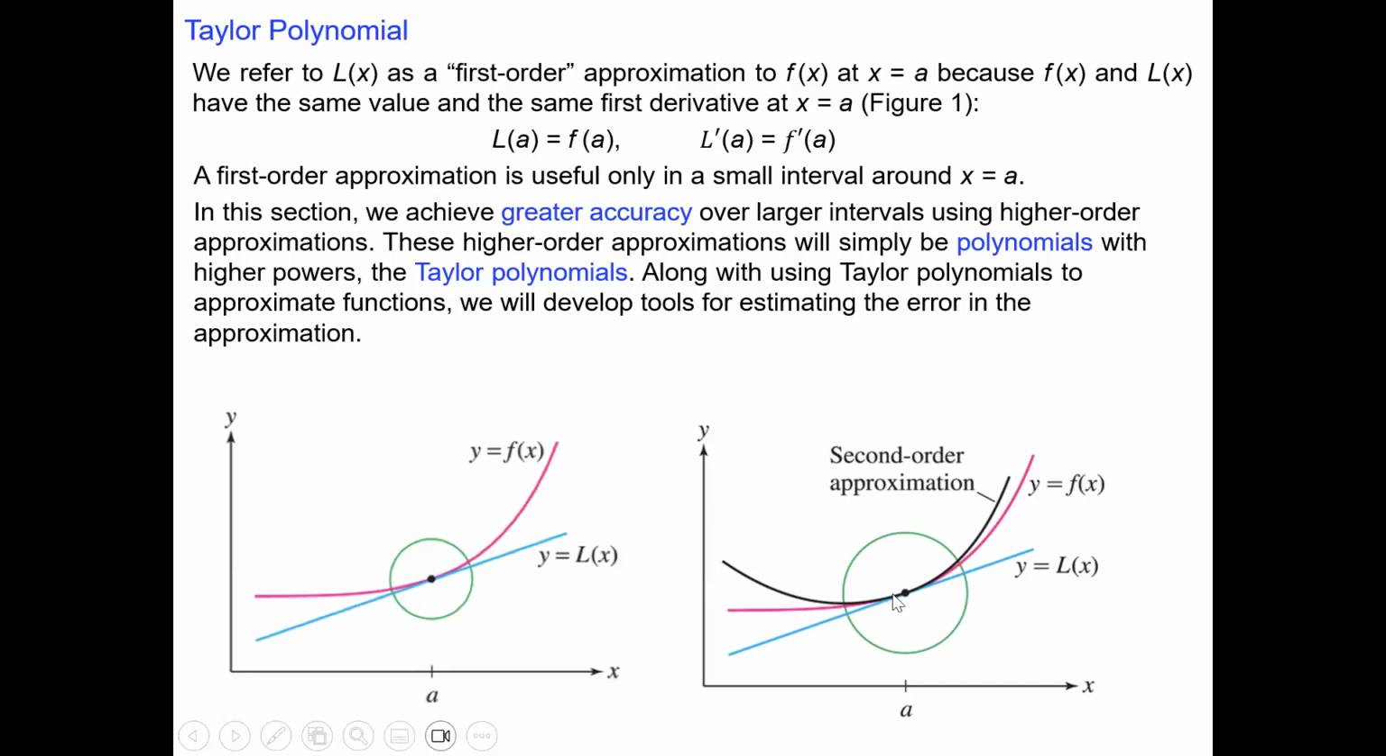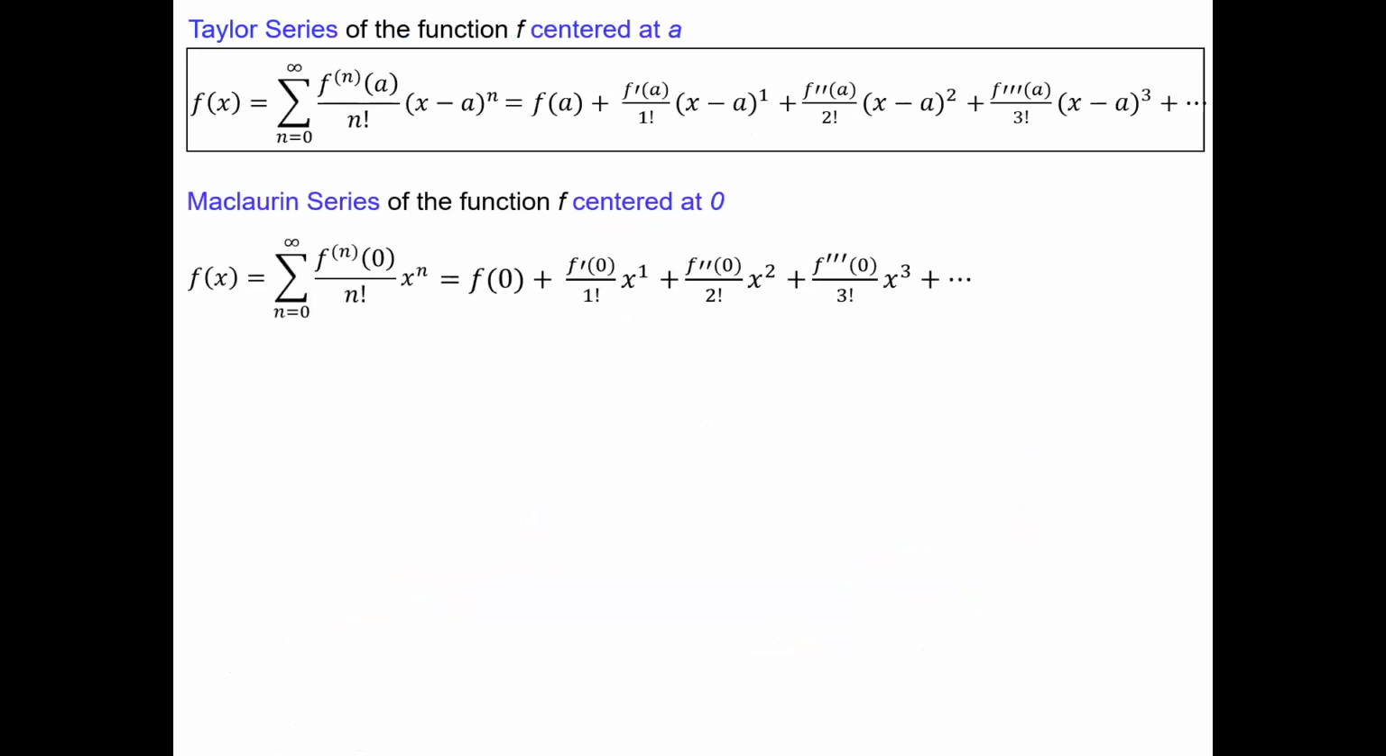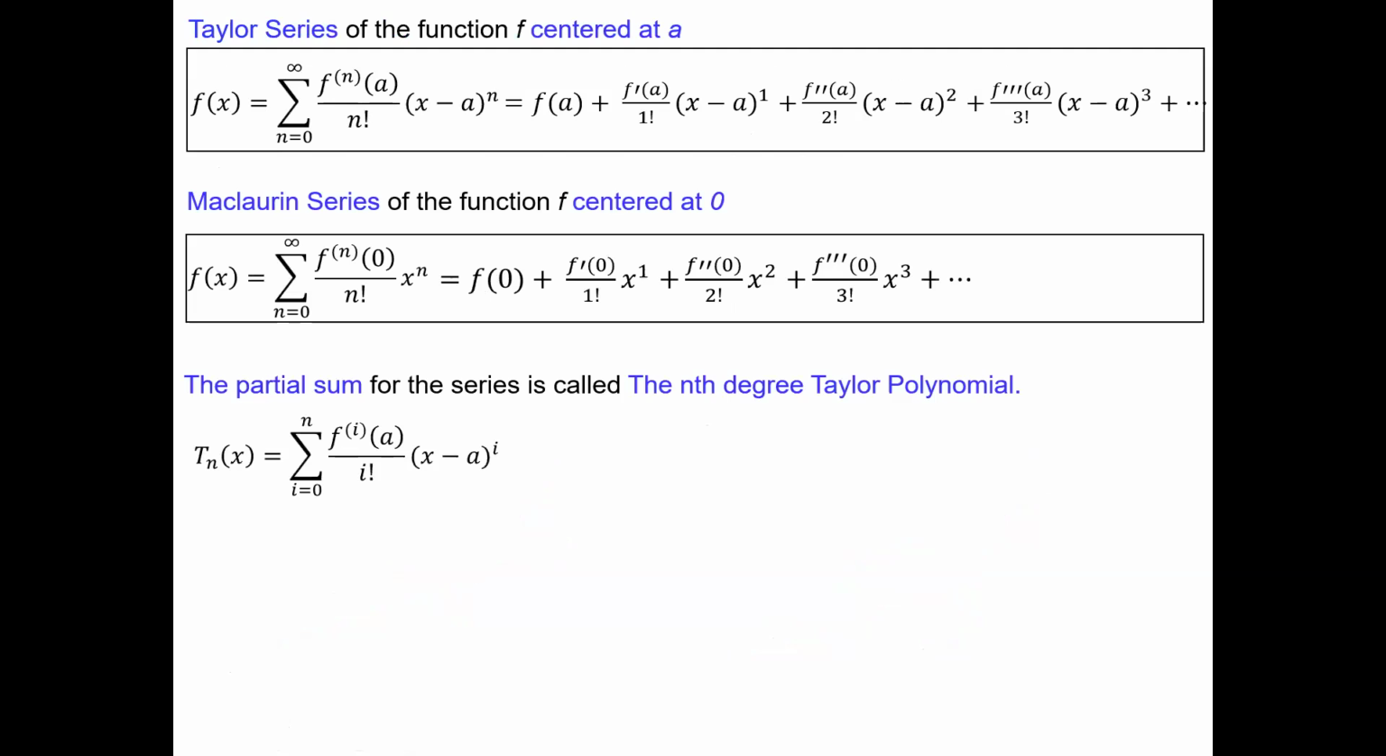And even if we take the third degree, fourth degree, we will fit the function even better. Okay, and now let's look at these formulas one more time. Taylor series, we know this. If it's centered at 0, it's Maclaurin. And now if we take a partial sum, we don't have the dots, we will stop at n. We will call this the nth degree Taylor polynomial.